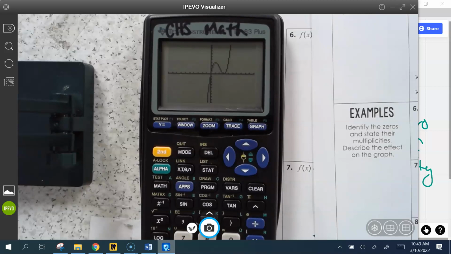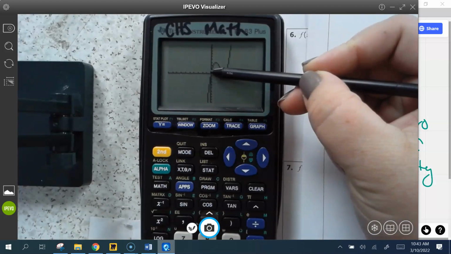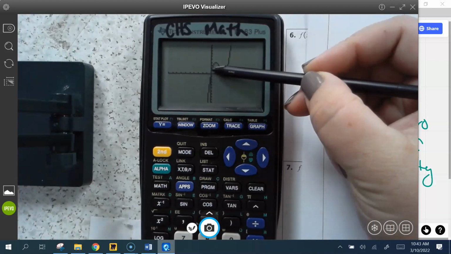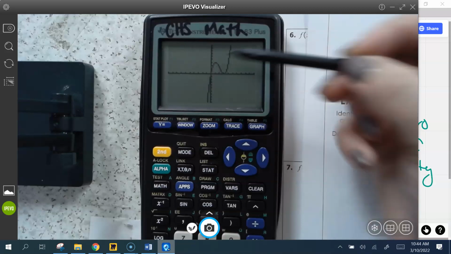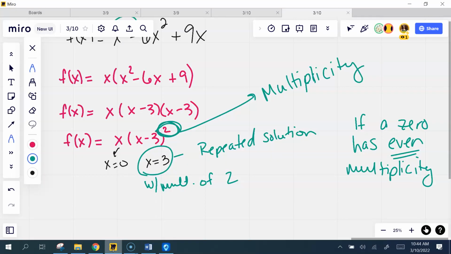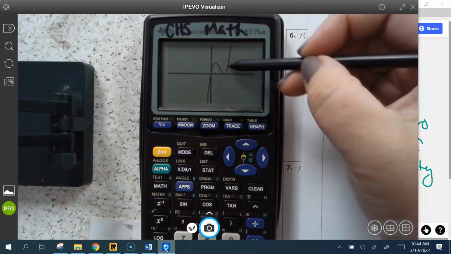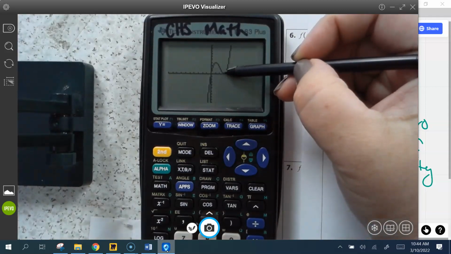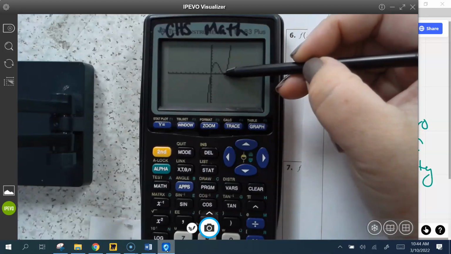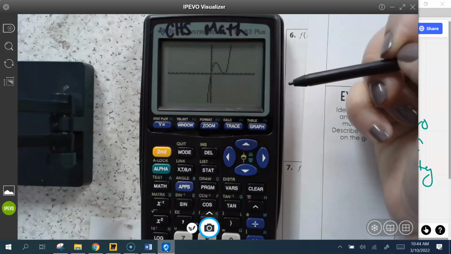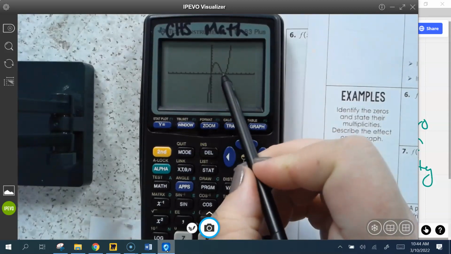All right, notice this graph here. Here is my 0. By the way, what is 0's multiplicity? In other words, how many times does it happen? How many times in the equation? 1. This one, 0, has multiplicity of 1. But this one has multiplicity what? 2. What happened here? What's the difference in this 0 and this 0?